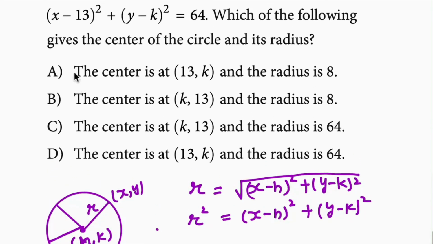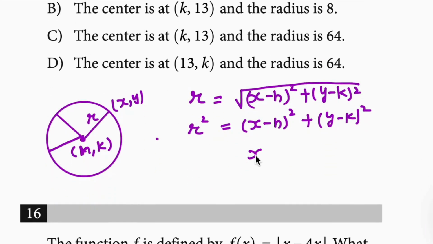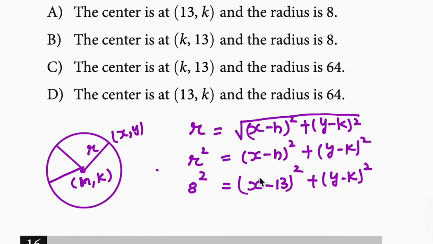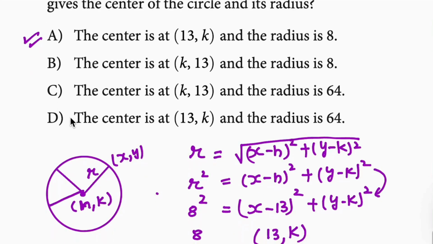Now in our question, this is (x minus 13) whole squared plus (y minus k) whole squared is equal to r squared. Because it's 64, I am writing it as 8 squared. So comparing h and k to 13 and k, the radius is 8. Correct? So the center is at (13, k) and the radius is 8. So A is the right option.